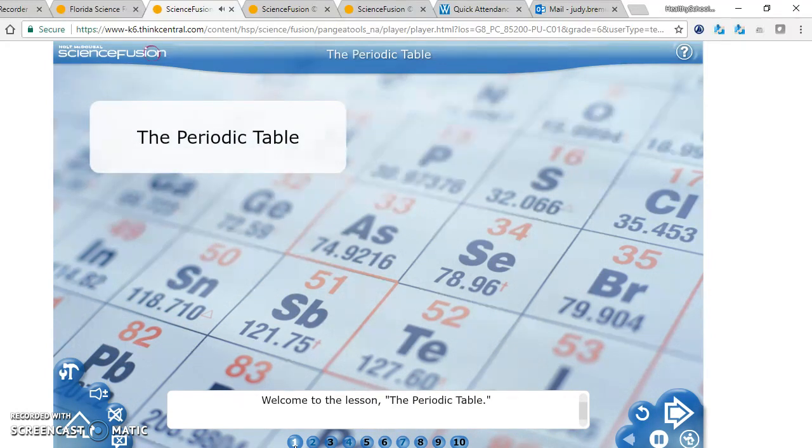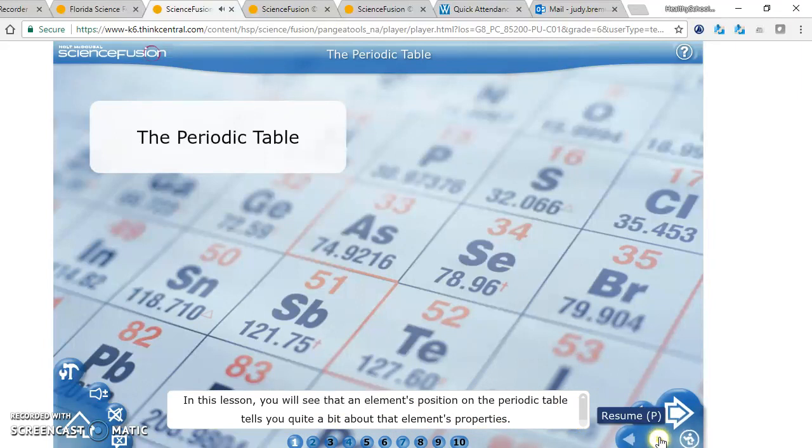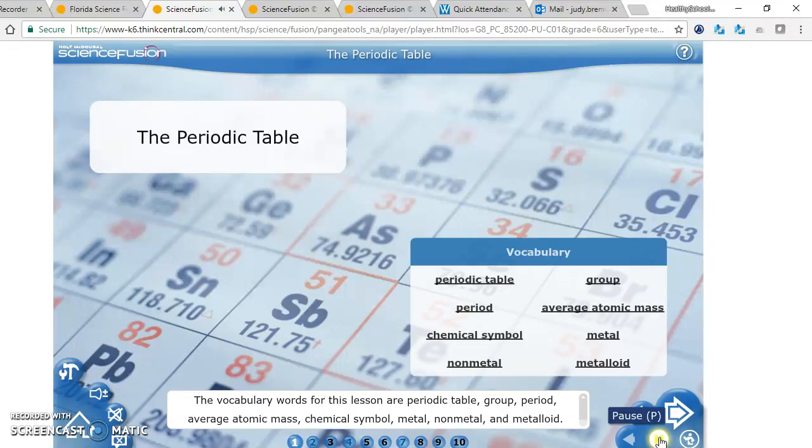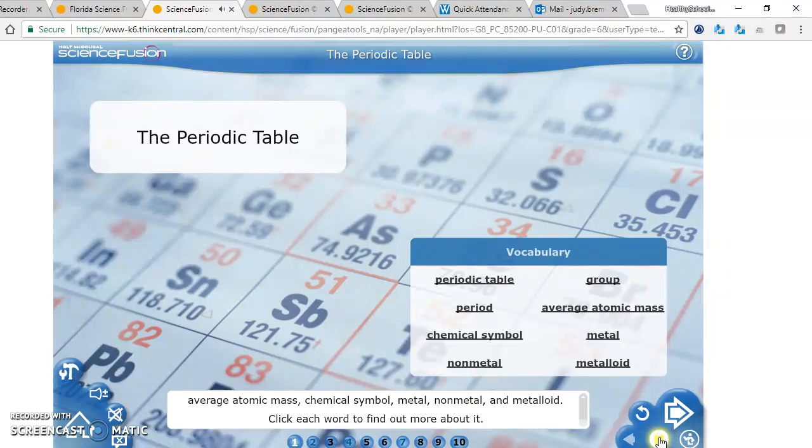Welcome to the lesson, The Periodic Table. In this lesson, you will see that an element's position on the periodic table tells you quite a bit about that element's properties. The vocabulary words for this lesson are periodic table, group, period, average atomic mass, chemical symbol, metal, nonmetal, and metalloid.